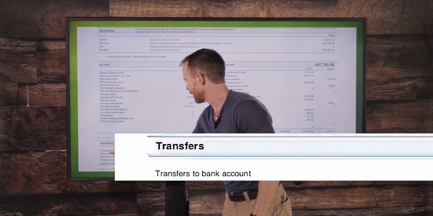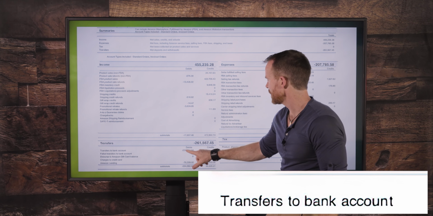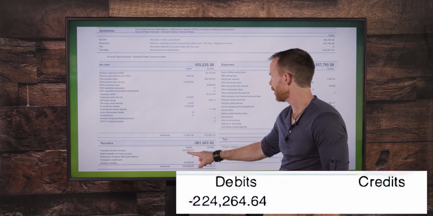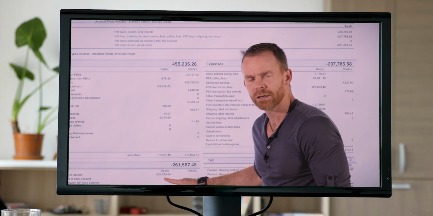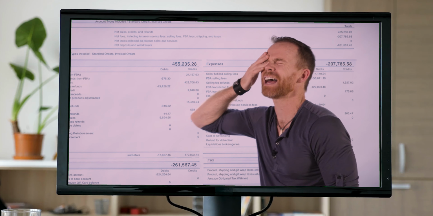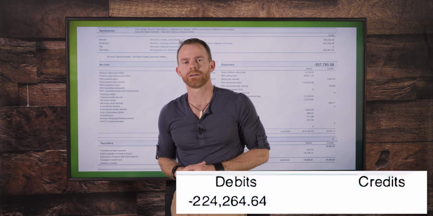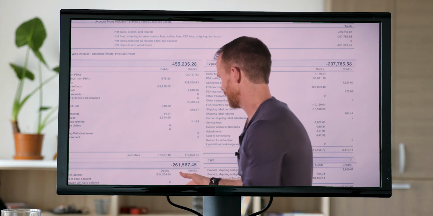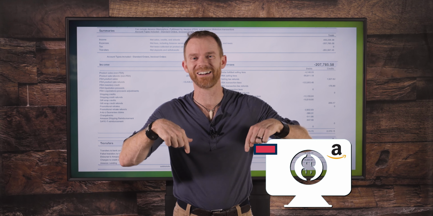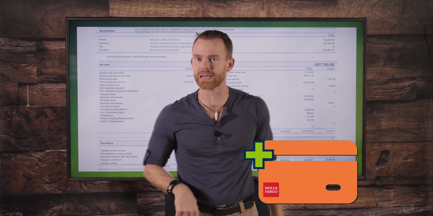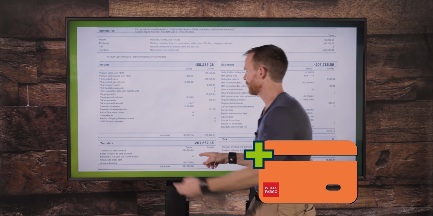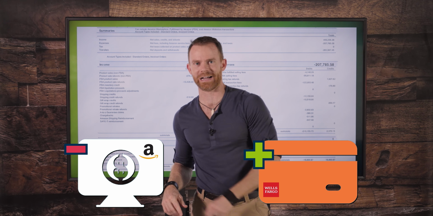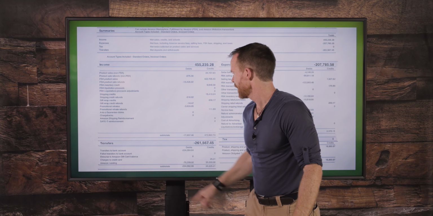The first one says transfers to bank account. As you can see, our last transfer was $224,000. That is a debit. Wait a minute, how's that a debit? Doesn't debit mean the money's going out? Yes. Well, then the money's supposed to be good. It's coming out of your Amazon account. You don't want the money staying in there. You want it in your bank so you can use it. That's all that means. It's money coming from your Amazon account into your bank account. Now you can use the money.